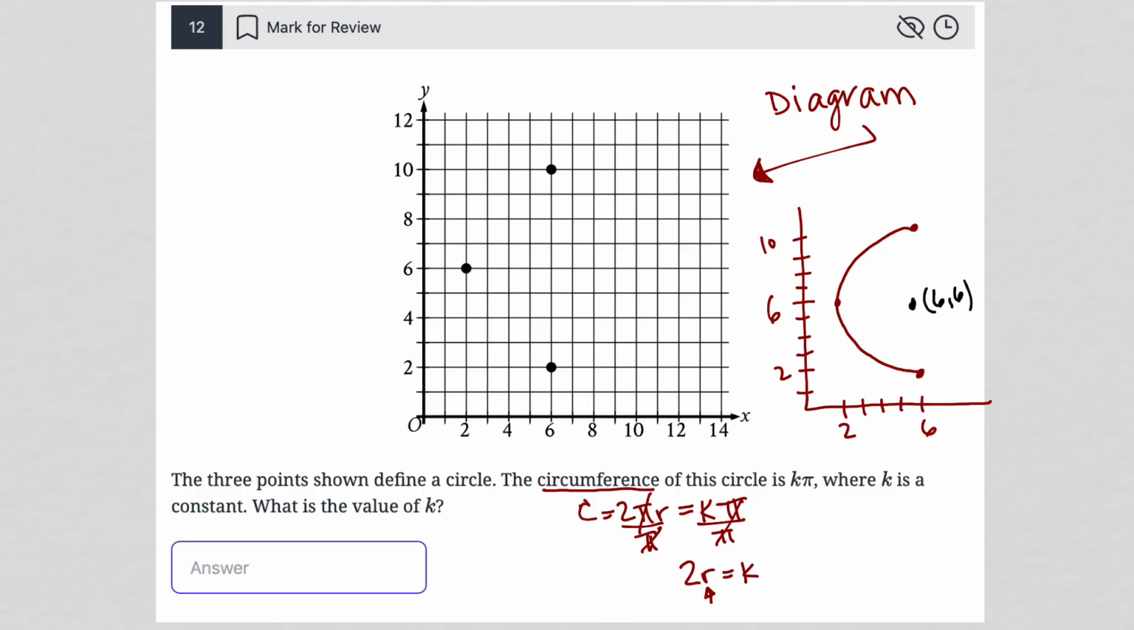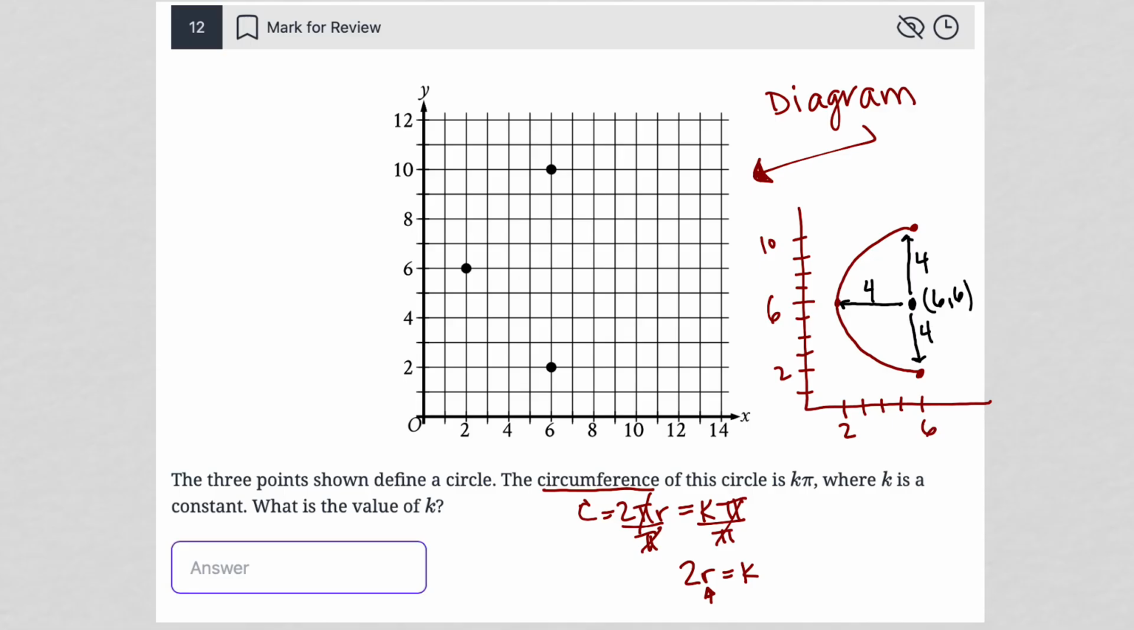And the radius then would be the distance from that center point to any point along the circle. The easiest to calculate would be, let's say, left, up, and down. So if I go to the left here from 6, 6 to 2, 6, that's a distance of 4, which tells me my radius is 4. But I'm going to try these other ones just to make sure that I'm accurate. So if I go up from 6, 6 to 6, 10, that's also a distance of 4. And if I go down from 6, 6 to 6, 2, that is also a distance of 4.